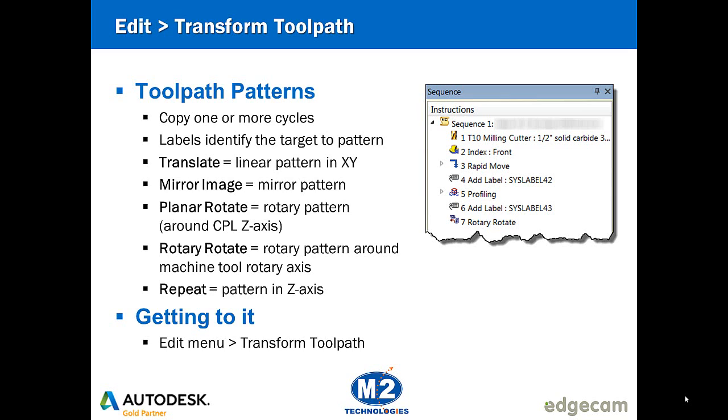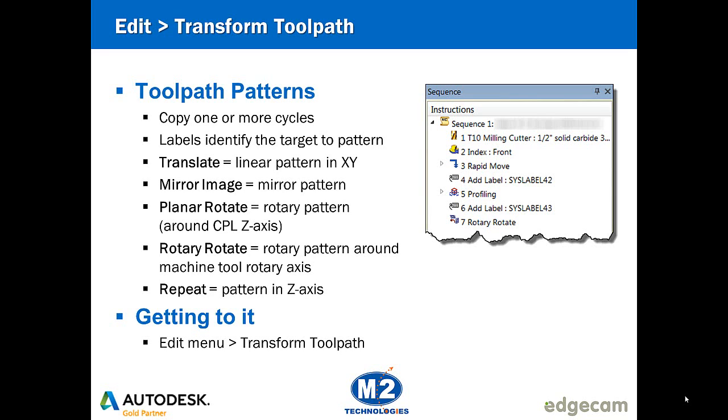There are several unique patterning commands available for each type of copy the user may wish to do. They're similar to the design mode commands and have similar functions. Translate copies the toolpath in a linear pattern using an XY distance. Mirror image is self-explanatory. Planar Rotate makes a circular pattern, but around the Z-axis of the current CPL. This is commonly used for bolt patterns and similar geometry.